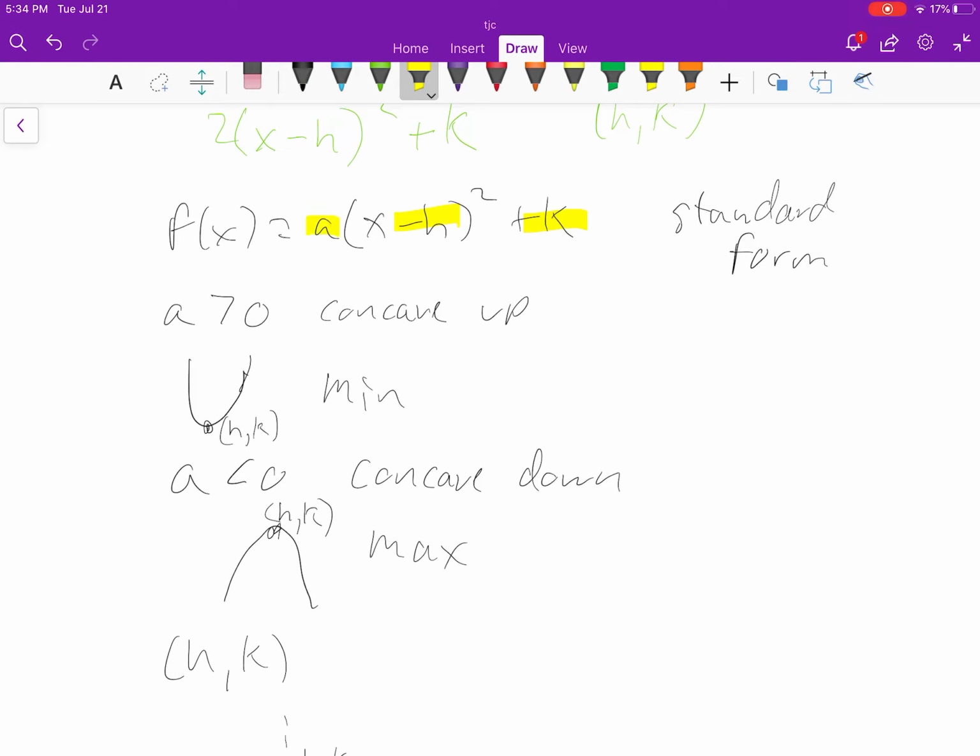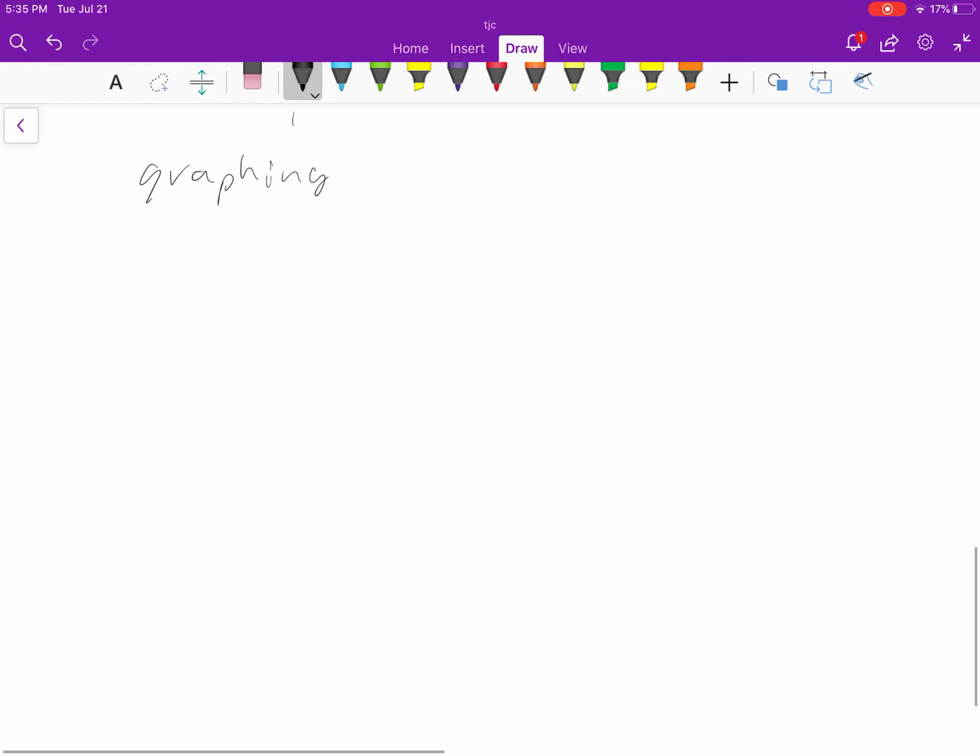So let's go through the procedure of how to graph a parabola. So the procedure for graphing a parabola or quadratic function, if you will, which is a parabola. Step one is you identify whether it's concave up or concave down.